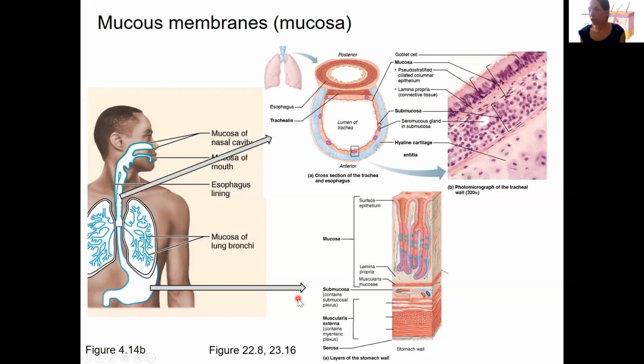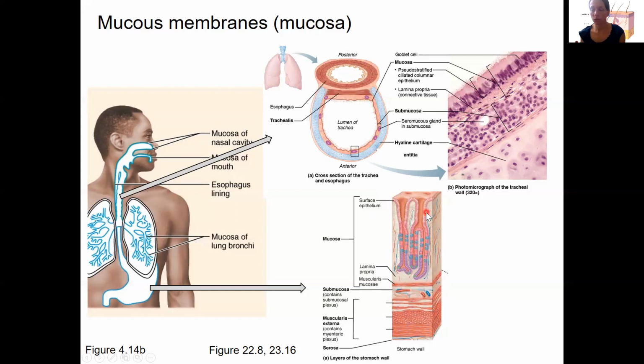Here's another example. This would be in the stomach, looks fairly similar in the intestines, where you have this simple columnar epithelium, single layer of columnar cells with a lamina propria underneath them. These two together, and here because of these villi, the lamina propria kind of follows the villi as well. This entire region right here is your mucous membrane.